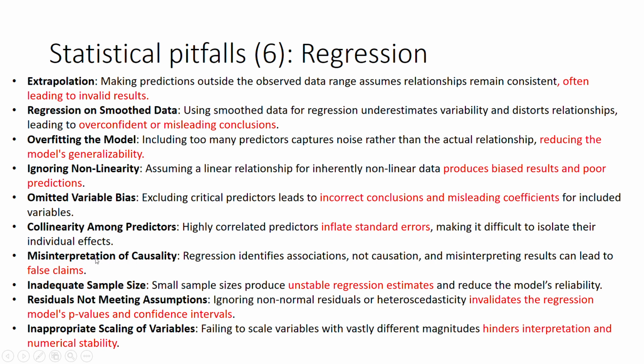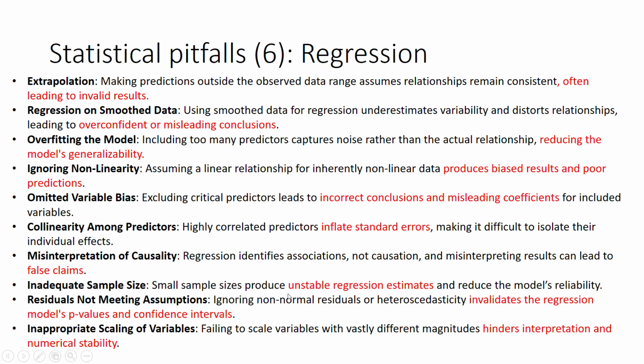Then misinterpretation of causality. So regression identifies association, not causation. And if you interpret the regression results as causes, you may be making false claims. Then having from the very beginning an inadequate sample size. So if you have not designed the sample size for making the regression, and if you have a small sample size, then all your coefficients are rather unstable, and if you repeat the experiment, you may have quite different coefficients for your relationships.